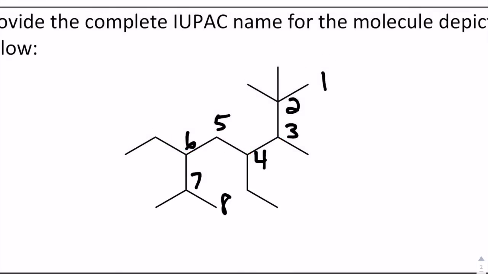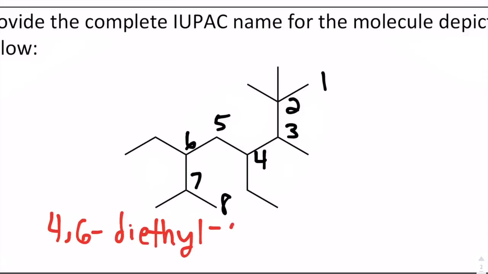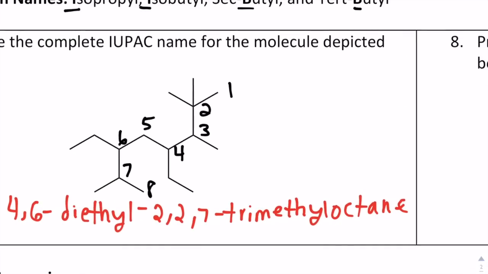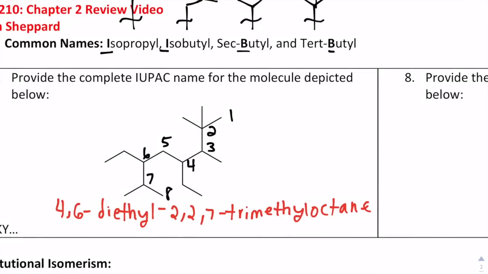If I were to name this molecule, we have an ethyl group, we have some methyl groups, so it looks like we have ethyl first. So let's do 4,6-diethyl, and then we have 2,2,7-trimethyl octane. Okay, so I hope that makes sense on how to name more complex molecules, even though it kind of looks like there's a common name, there isn't.